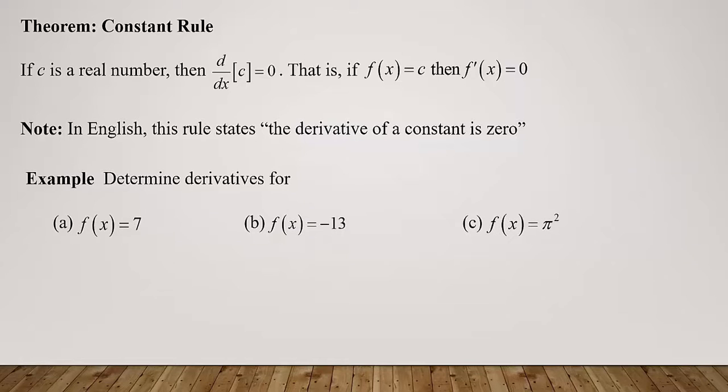So here's our first example. Determine derivatives for part A, f of x equals 7. Part B, f of x equals negative 13. Part C, f of x equals pi squared. I'm not even going to the chalkboard for this one. In part A, since 7 is a constant, the derivative, f prime of x, is 0. Part B, f of x is negative 13. That's a constant, so f prime of x is 0. In part C, pi is a constant. That means pi squared is also a constant, so the derivative is 0.